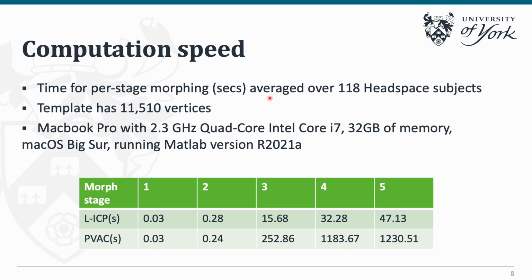We did some timing per stage, averaged over 118 headspace subjects, and remember the template's about 11.5k. This is just on a commodity consumer laptop, and we found that LICP, these are seconds here, does full morphing in 47 seconds, whereas when we use the per vertex affine constraint in our framework, it's over 20 minutes. So we find that in fact LICP is faster by a factor of around 26.